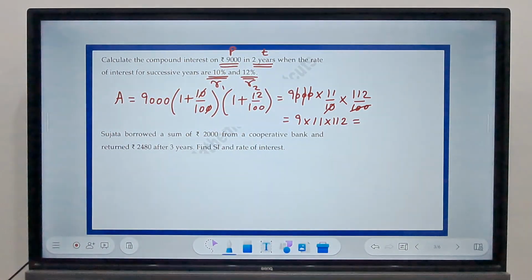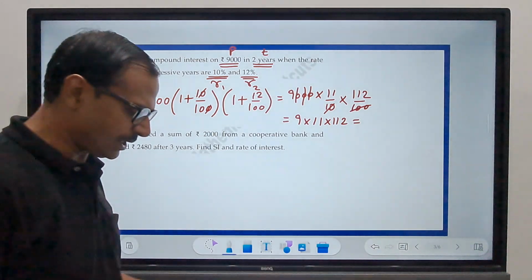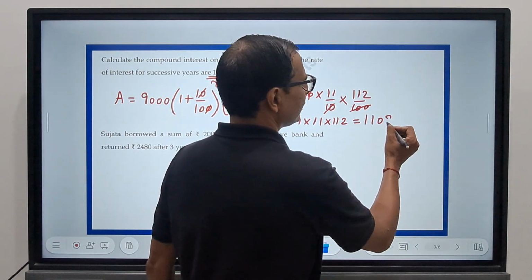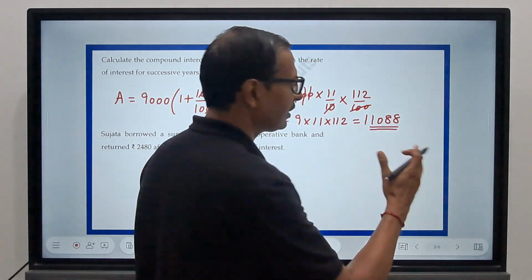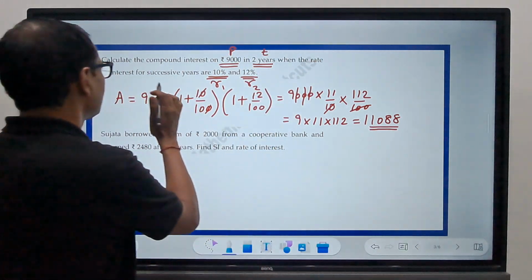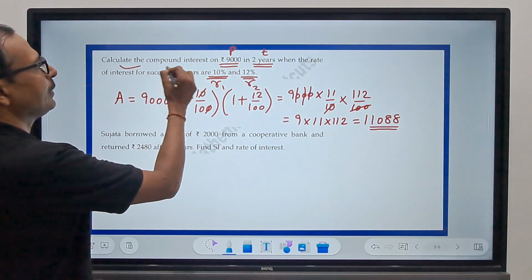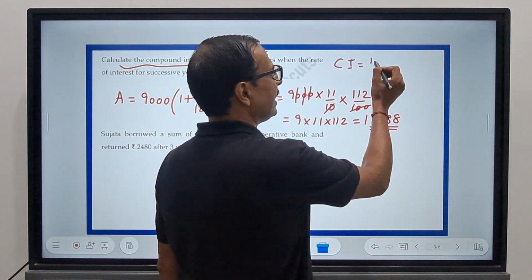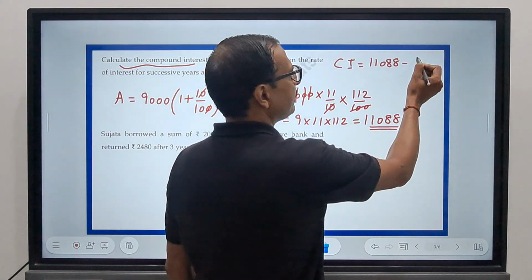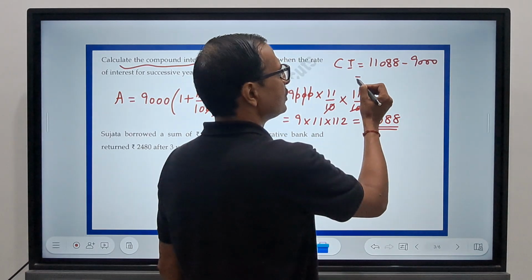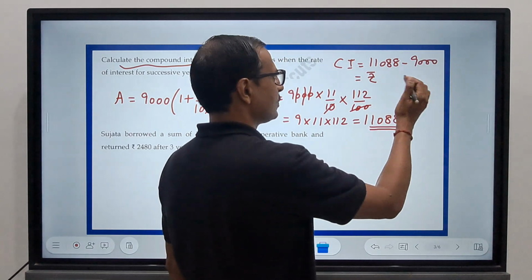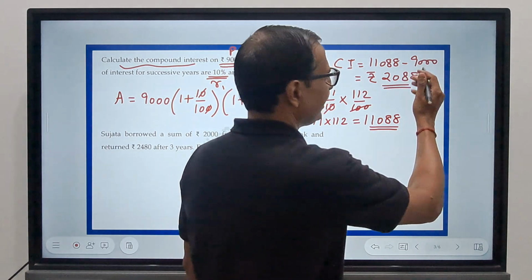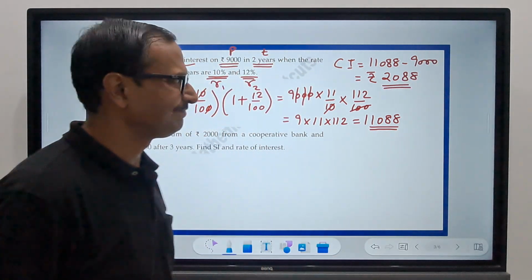So I have already calculated this for you. The answer comes out to be 11088. Now this is the amount you get after 2 years. He is asking us to find the compound interest, right? So the compound interest will be the difference between the amount and the principal. Principal was 9,000. So the compound interest is what? 2088. And here you have the answer for the first question.